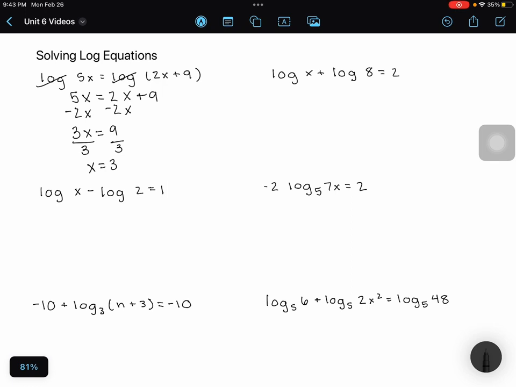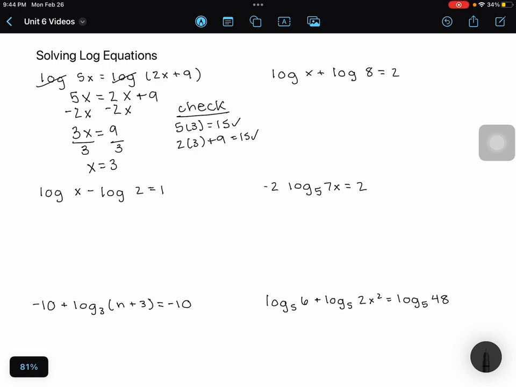We do have to plug x back in and check, because we need to make sure that when we plug x in, we don't get a negative log on either side. So for my check, 5 times 3, that's a positive 15, good there. 2 times 3 plus 9 also gives me a positive 15, so all good there. Okay.